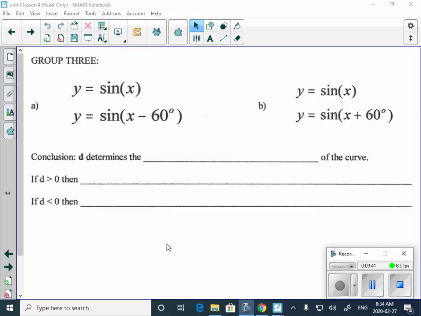Now we're going to look at horizontal for just a moment. Inside the brackets with x, I have a change. y equals sine bracket x minus 60. I expect that to be a horizontal change. With x subtract 60, it should be a horizontal translation left or right. And horizontals are always different than they appear. I expect y equals sine x subtract 60 to be a shift to the right 60.